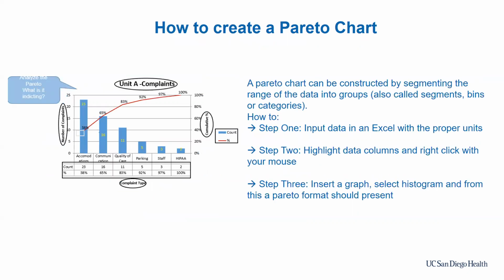So how to create a Pareto chart? Well, a Pareto chart can be constructed by segmenting the range of data into different groups. So how exactly do you do it? Well, the first step is to open a new Excel document. Within this Excel document, it is important to input your data with the proper units. This can be seen along the X and Y axis on this. After that, you'll highlight your columns of data and right-click with your mouse. Once you've highlighted and right-clicked, you can insert a graph. From the graph, you will select a histogram option, and from the histograms, it should give you the option to use a Pareto chart.